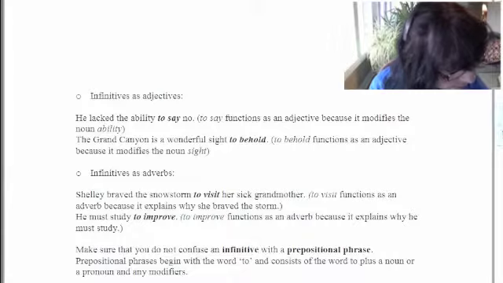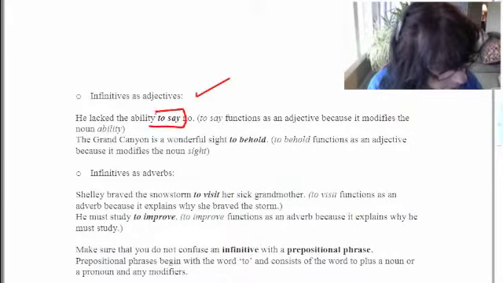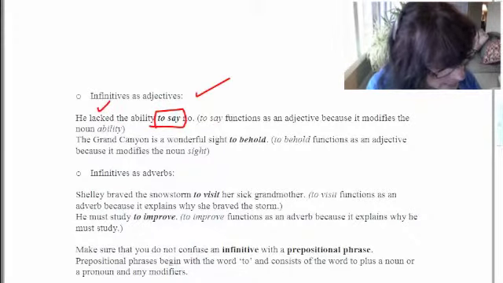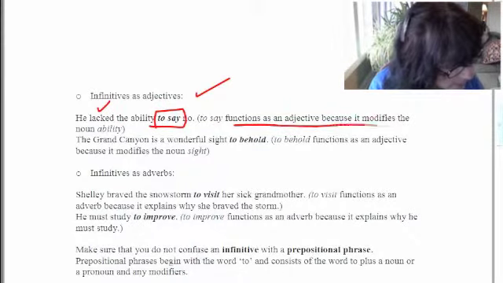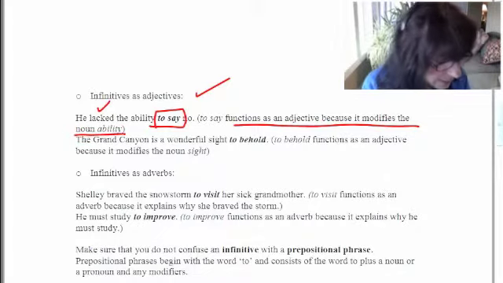You could also have the infinitive as an adjective. He liked the ability to say no. It can't be the main verb because liked is the verb. To say functions as an adjective because it's describing or modifying the noun ability. The ability, which ability?